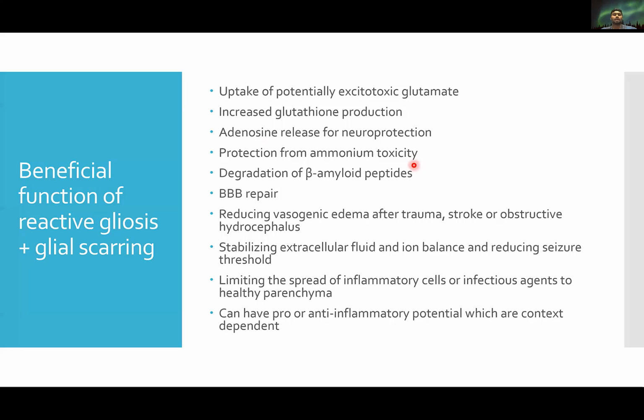And we talked about protection from ammonium toxicity because it is a toxic metabolite, so very important. Also, degradation of beta amyloid peptides in Alzheimer's, again, very important, so it doesn't cause accumulation in these plaques. Blood-brain barrier repair, which is very important, especially if there's a stroke, which can cause these endothelial tight junctions to be more leaky. This can help repair it. And as we said just now, reducing the vasogenic edema after trauma, stroke, or obstructive hydrocephalus, which may possibly be seen in tumors and whatnot.